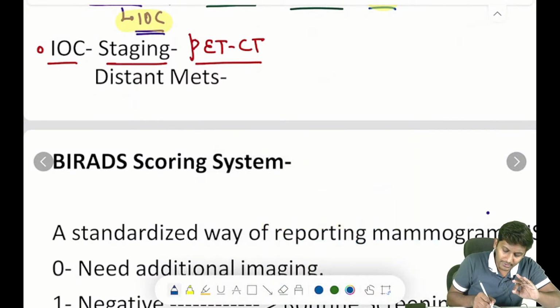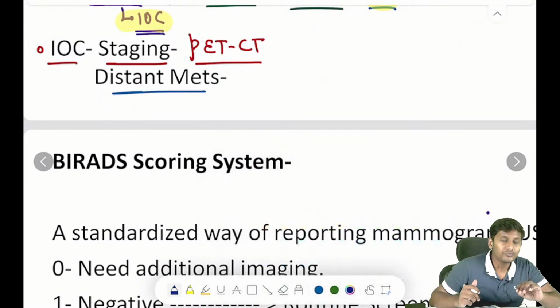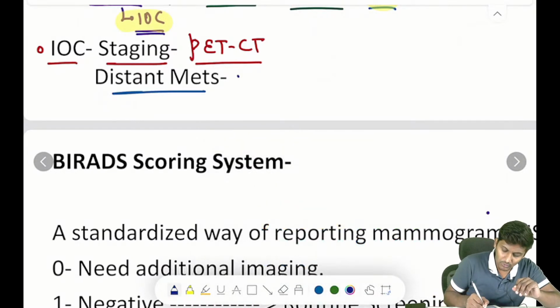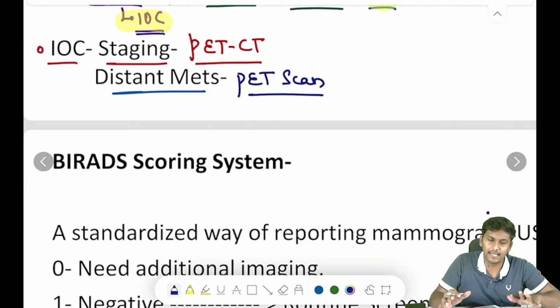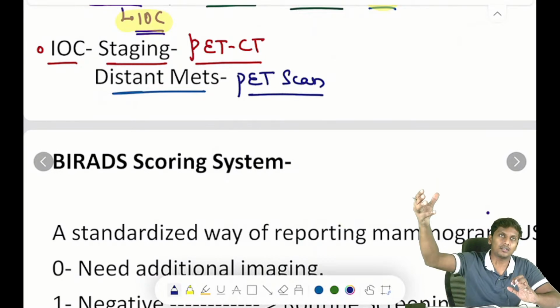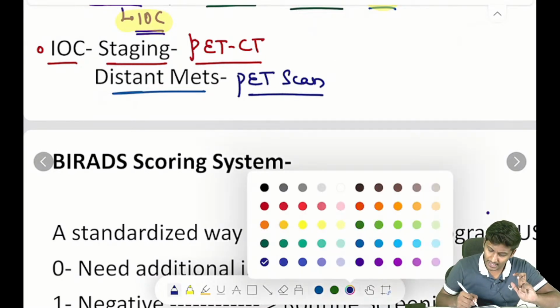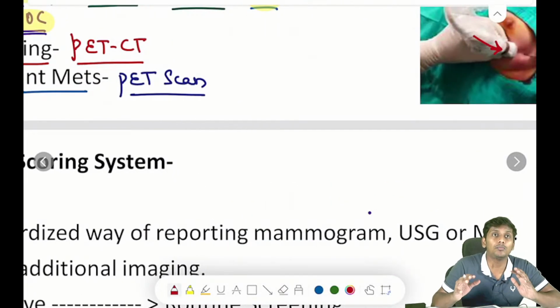Okay? For distant metastasis, please remember the investigation of choice is the PET scan. What is PET? Positron emission tomography. Positron emission tomography or a PET scan is the investigation of choice for distant metastasis. For example, if the cancer spreads to any other organ, in that condition, PET scan will be the investigation of choice. Remember, PET scan is a whole body scan.